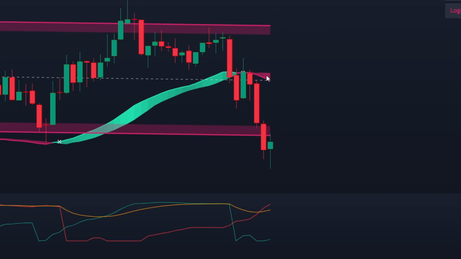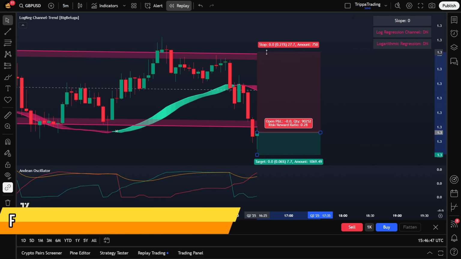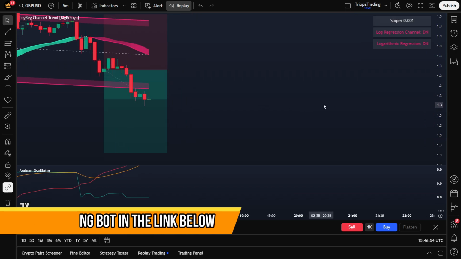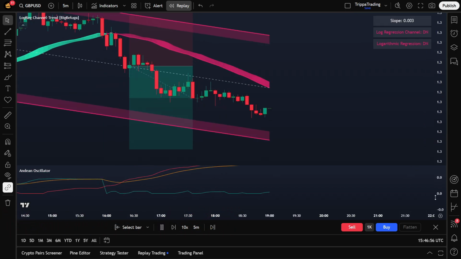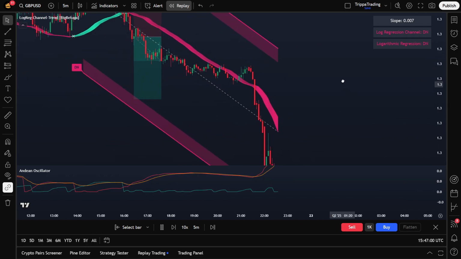So now, we check the Andian Oscillator. We can clearly see the red line is above the orange line. That confirms bearish strength. So we can open a sell position on the next candle. The stop loss for a sell trade can go above the recent high. And for profit, again, either the lower band of the channel or when the red line dips back below the orange line.